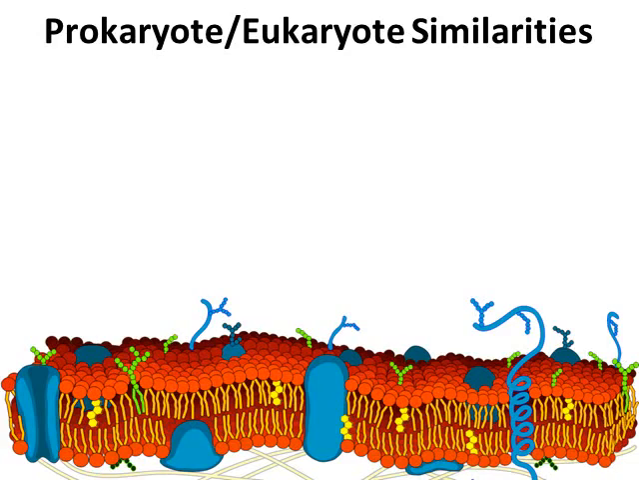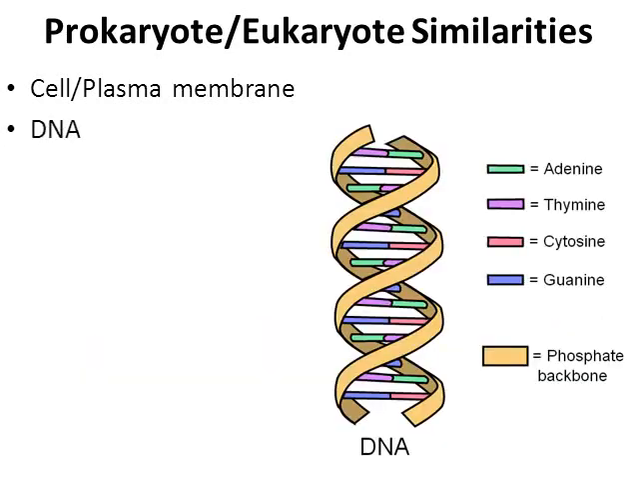Well, what about their similarities? We just went over their differences. What about their similarities? Well, prokaryotes and eukaryotes each have a cell or plasma membrane that allows materials to come in and out. Each has DNA. DNA is the molecule of heredity. It's the molecule that passes genetic information from generation to generation.